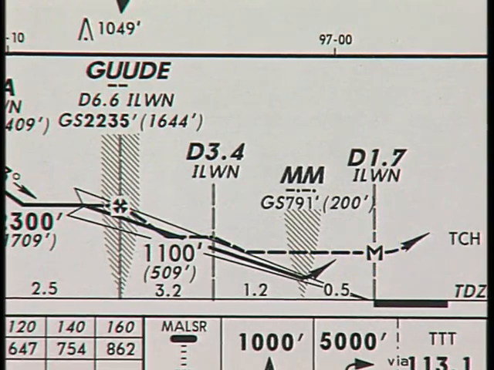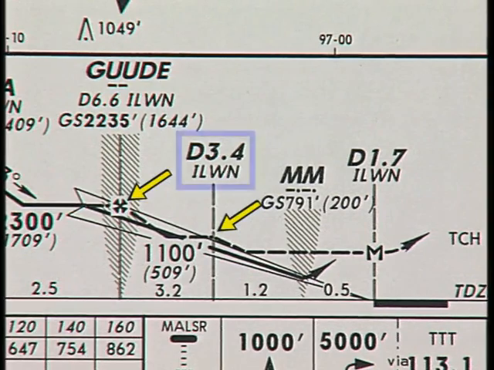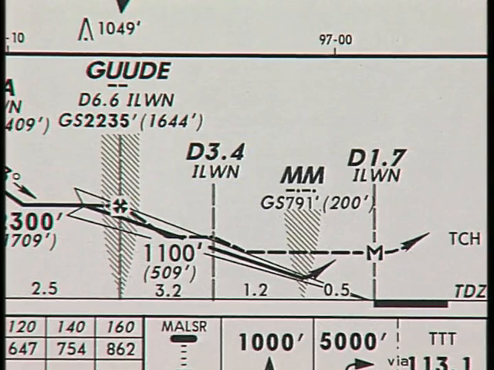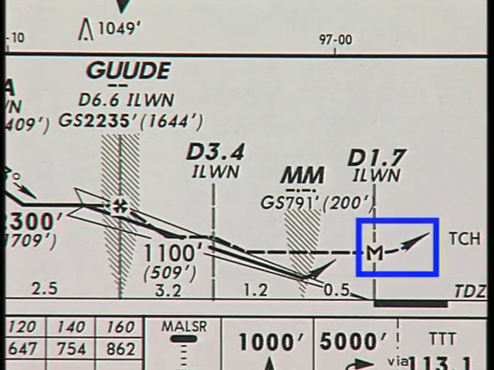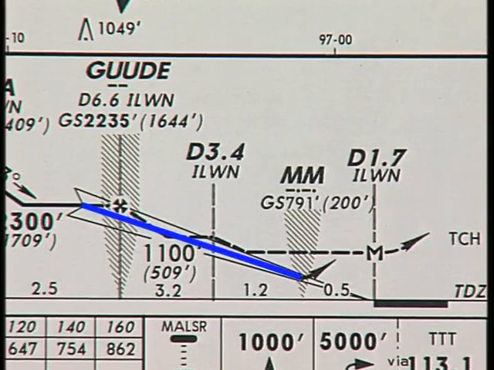Notice that this non-precision localizer-only approach includes various step-down fixes, such as a DME distance fix like D3.4, which are used to help you descend to a lower altitude and avoid obstacles along the approach path. The flight track continues to the point at which it turns sharply upward, ending with an arrowhead. This shows the beginning of the missed approach procedure. The missed approach point for a precision approach is based on reaching the decision altitude, DA.